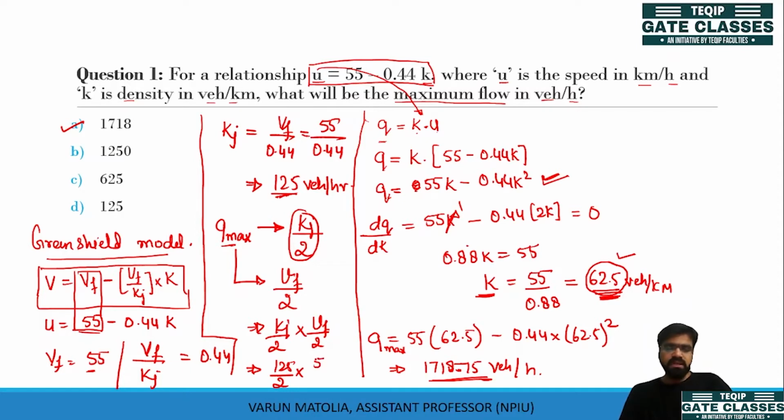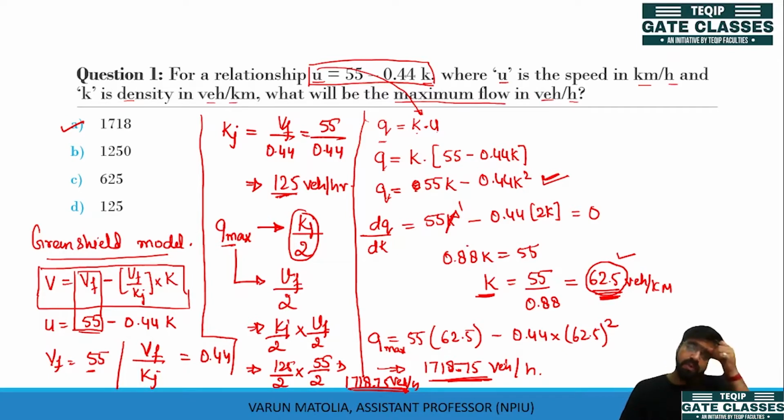What is the free flow speed? This is 55 by 2. Now let us calculate 125 divided by 2 plus 55 divided by 2. Oh, sorry, multiply. The value which is coming out is 1718.75 vehicles per hour. So these two values we can compare.